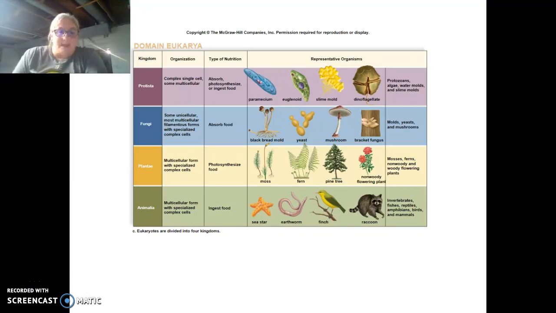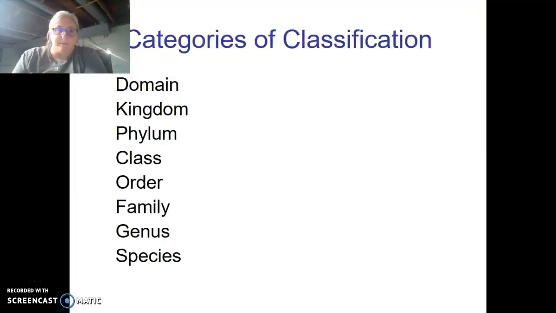And then we have Animalia. This is our group. We take in food through ingestion. Animalia, animals. Worms are animals. Birds are animals. Dogs and cats are animals. And then we're animals as well.